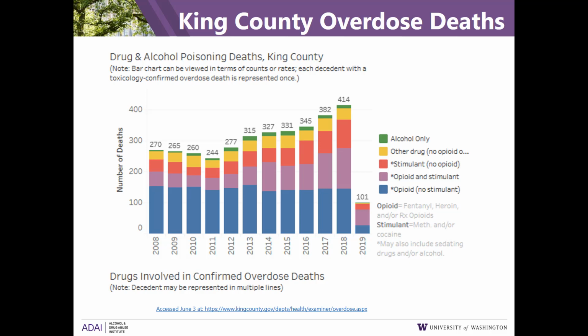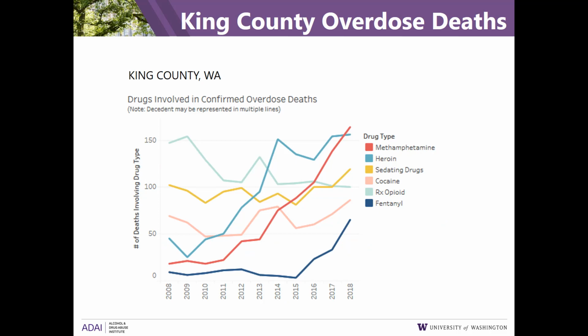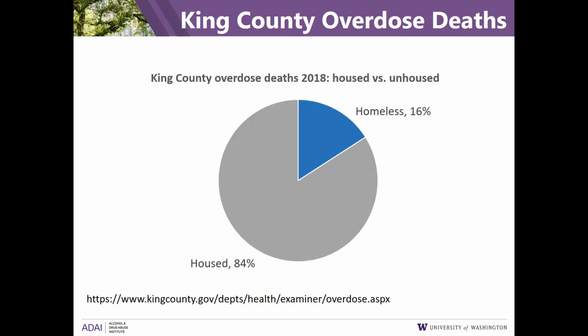So this slide shows all the overdose deaths, and you can see there's an increase from 2008, where there are 270 overdose deaths, to 2018, where there are 414. This slide includes all the substances involved in all the overdose deaths, so one individual may be counted more than once. You can see that although we have had a big increase in heroin and fentanyl deaths, methamphetamine deaths have risen even higher.